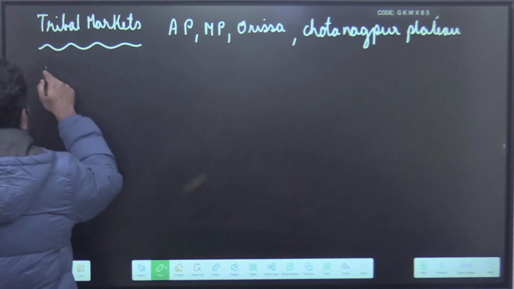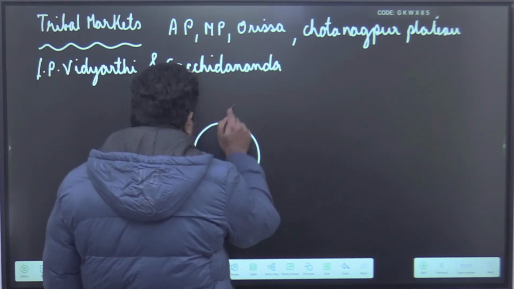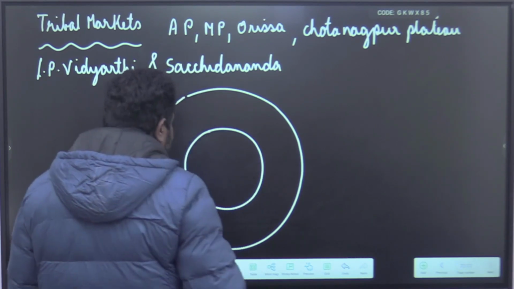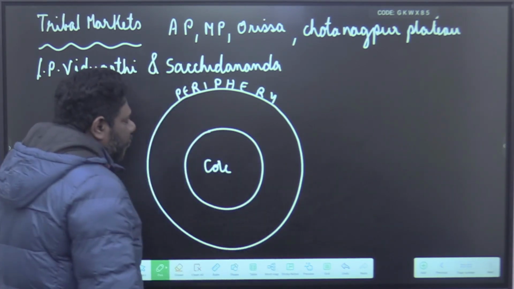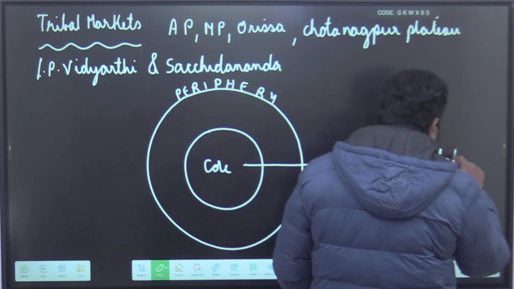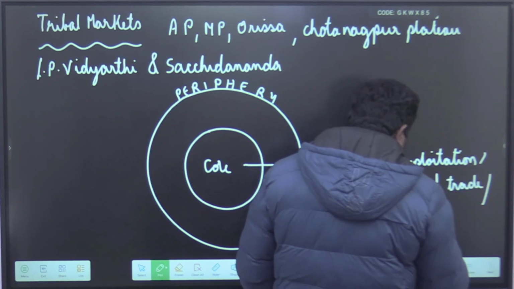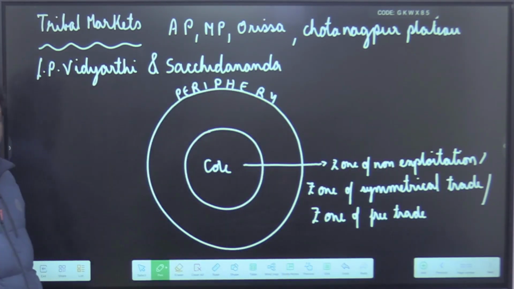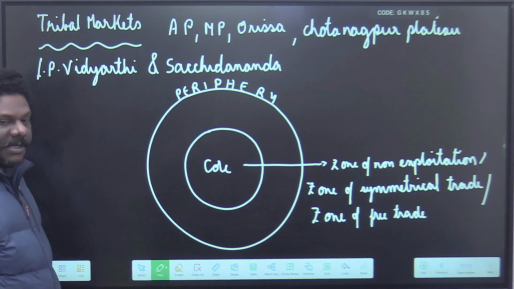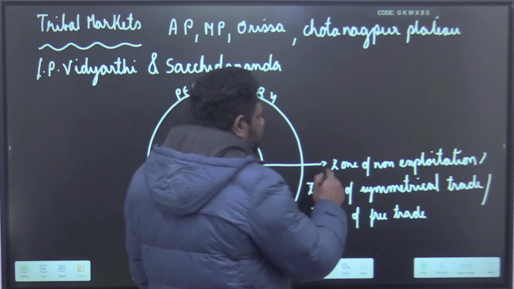Please listen. L.P Vidyarthi found that these tribal markets have a core area and a peripheral area. This core area is a zone of non-exploitation or a zone of symmetrical trade or a zone of free trade where tribal goods are traded with other tribal goods by means of the barter system and special purpose money. So it is a zone of reciprocity, we can say.